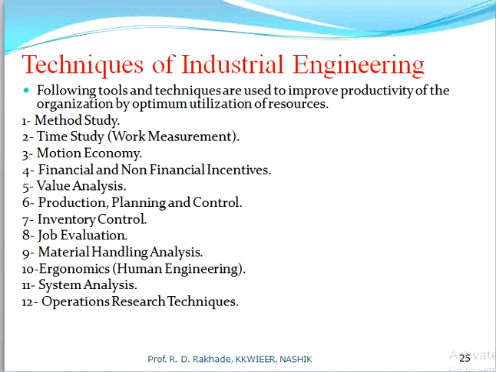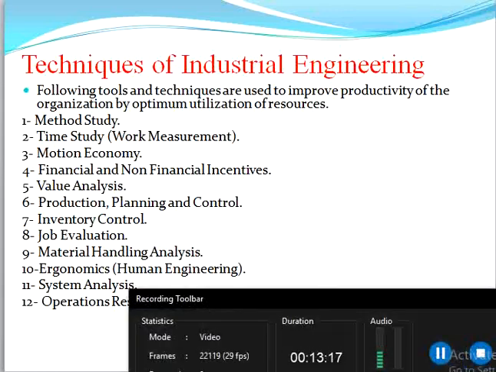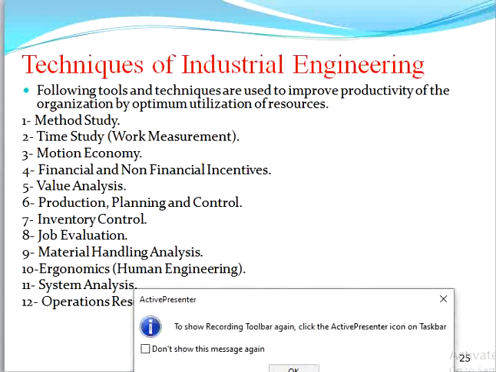The following tools and techniques are used to improve the productivity of the organization by optimum utilization of resources, such as first method study, time study, motion economy, then financial and non-financial incentives, value analysis, production planning and control, inventory control, job evaluation, material handling, ergonomics, system analysis, and operation research techniques. So these are various techniques.